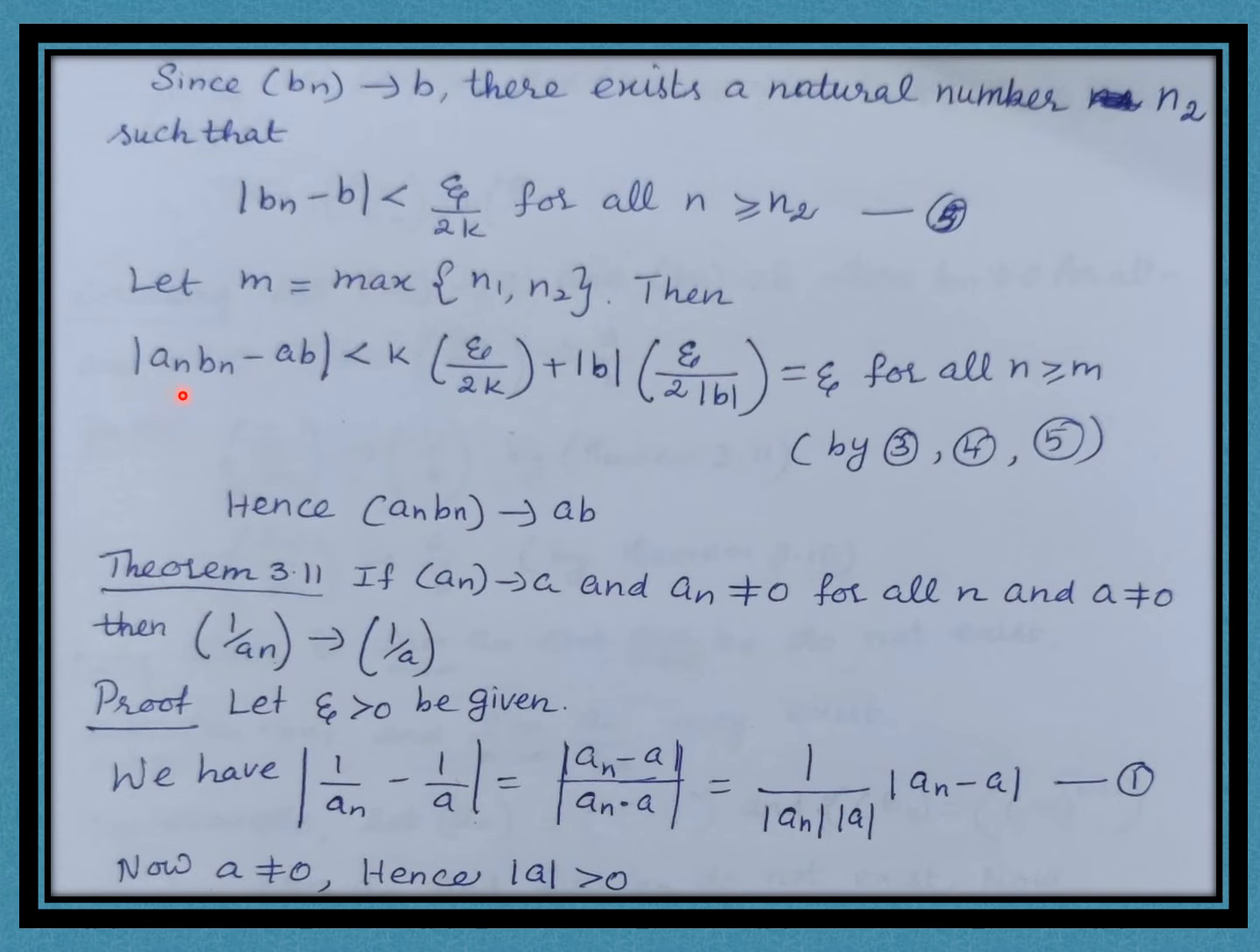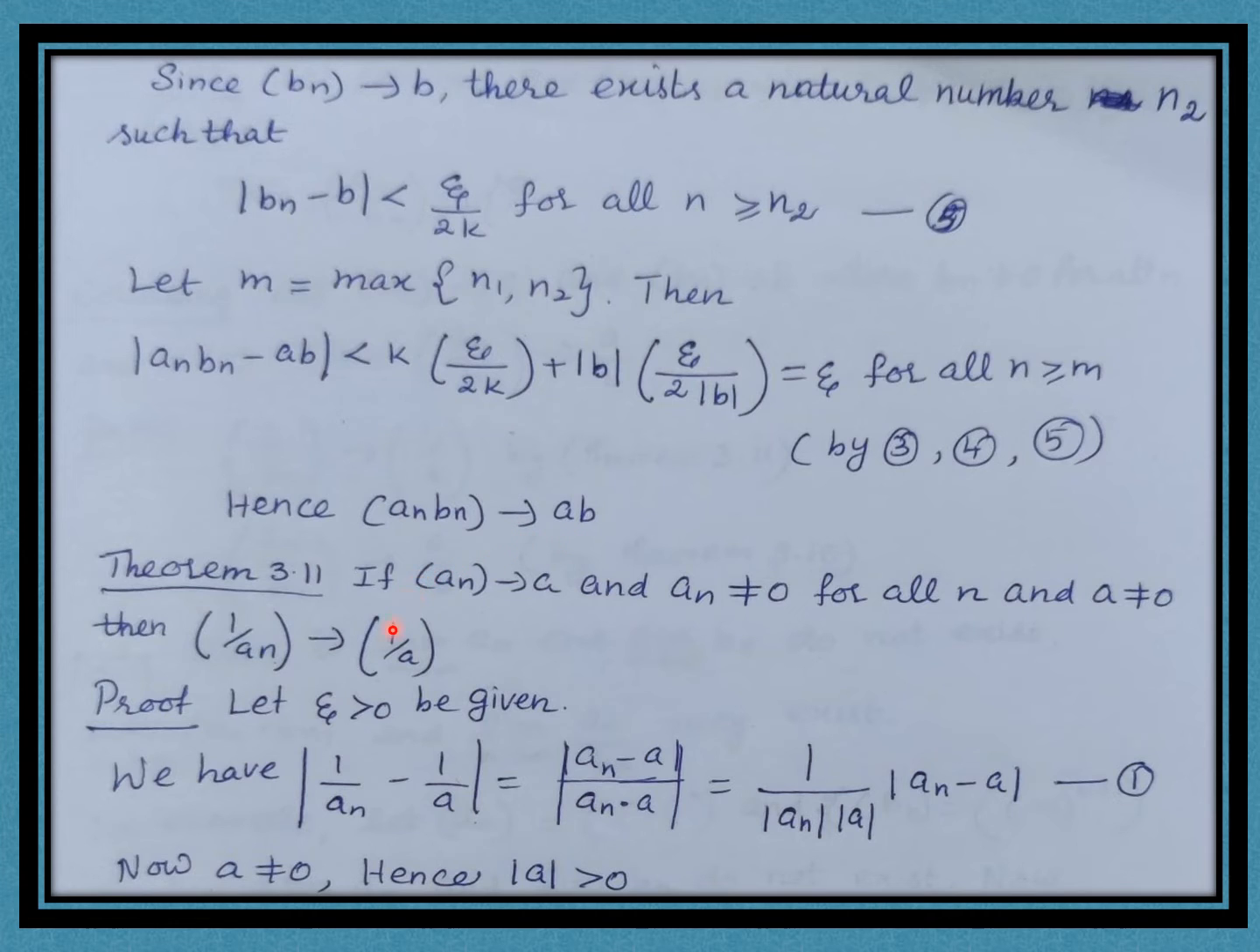We have absolute value of an bn minus ab is less than k times epsilon by 2k and absolute value of b into epsilon by 2 into absolute value of b. K and k get cancelled. This part is epsilon by 2. Absolute value of b and absolute value of b get cancelled. This part is epsilon by 2. Therefore, we have epsilon. This is true for all n greater than or equal to m. Therefore, we conclude that sequence an bn converges to ab.